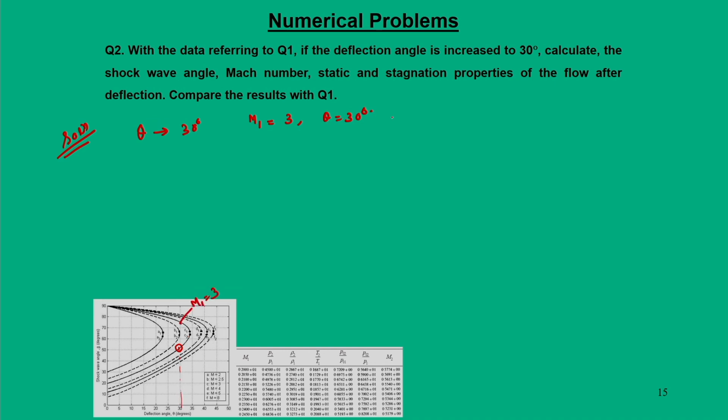For the same M1, that is curve C, when theta becomes 30 degree, this will give you beta equal to 52 degree. So, Mn1 will now become M1 sin beta, which will be 2.36. Once you have this, then you refer to the normal shock table.